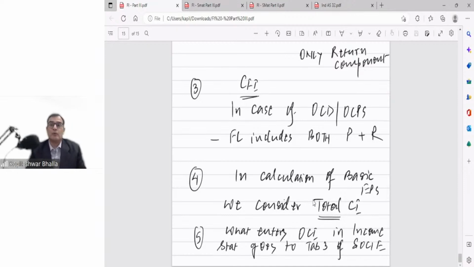Then number 4, which was a little discussion based on our schedule 3, it says in calculation of a basic earning per share, we consider a total comprehensive income. And I think you already know that as well, that when you calculate a basic EPS of the company, we consider only the profits from the P&L section. Whatever enters in the other comprehensive income is a part of the total profit or loss of the company, but it doesn't go in the calculation of the EPS for the current year.